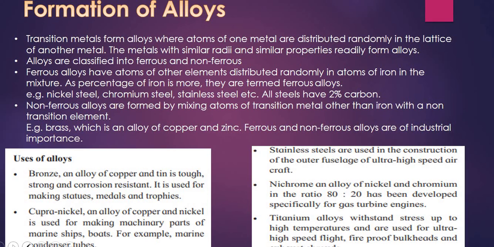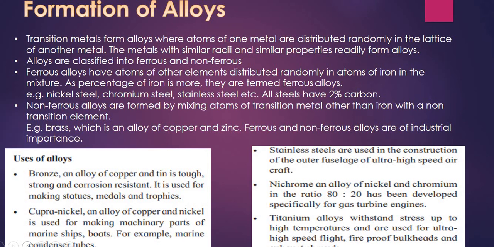Now, another property is formation of alloys. Transition metals form alloys where atoms of one metal are distributed randomly in the crystal lattice of another metal. Metals with similar radii or similar properties readily form alloys, and alloys could be classified into two categories. Category number 1 is called ferrous alloys and category number 2 is called non-ferrous alloys.